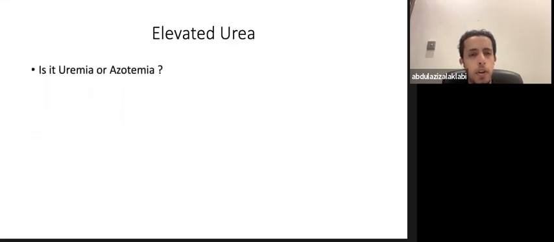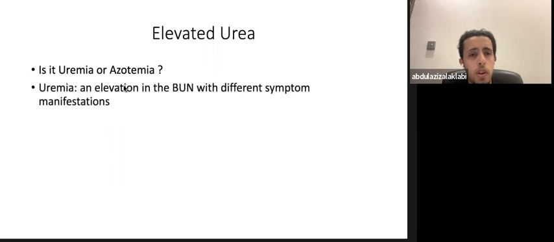Now, when you have an elevated urea, is it uremia or azotemia? We already made the distinction beforehand. Azotemia is simply a clinical investigation where you see that there's an increased BUN and creatinine, or increased BUN, sorry. Uremia, on the other hand, is when you have an elevation of BUN with the uremic symptoms, as I said beforehand, like asterixis, nausea, vomiting, anorexia, the different types of symptoms. But if you have an elevation of BUN and these different symptoms, now it's called uremia.